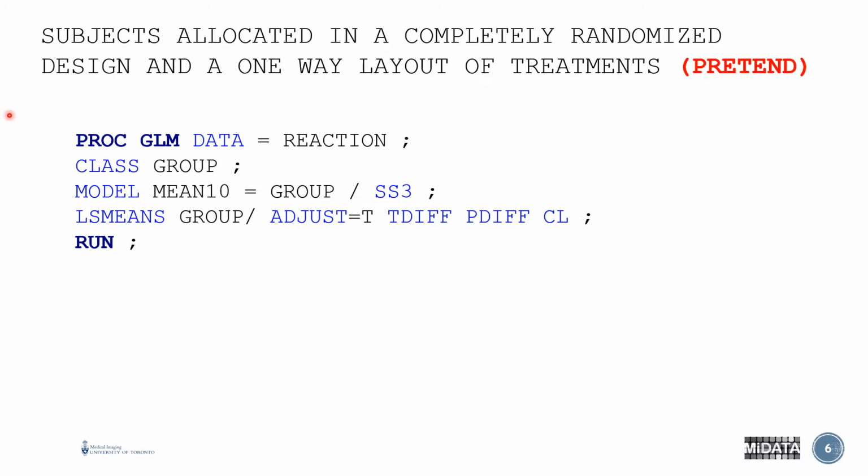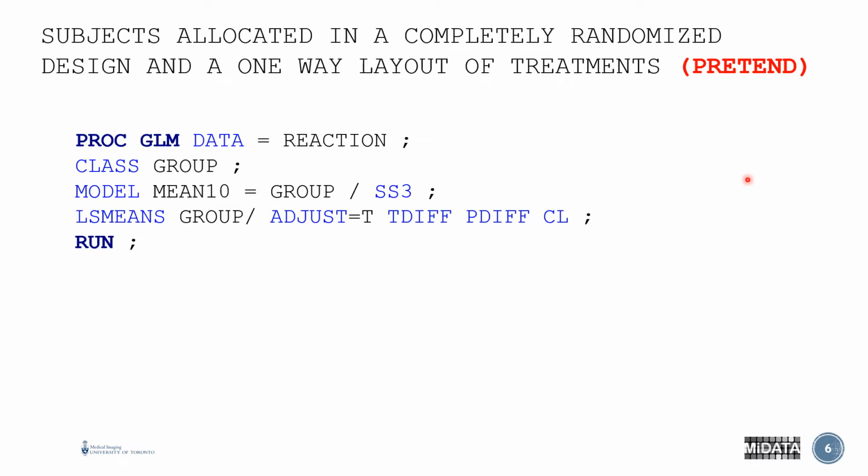Okay, let's have a look at the code. But before we get started, I just want to remind you that in this lecture, we're going to show you the analysis of the same data set using 2 different layout of treatments and 3 different allocation of treatments. So in the previous slide, we showed you that the actual layout of the study was a 2x2 factorial. In this slide, what I'm showing you is the one-way layout of treatments with a completely randomized design for the allocation of treatments.